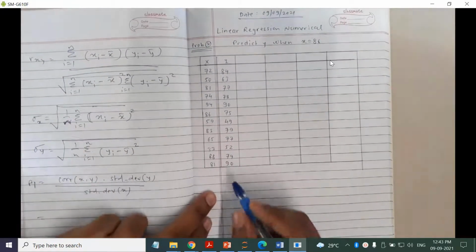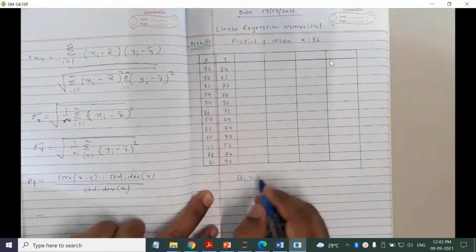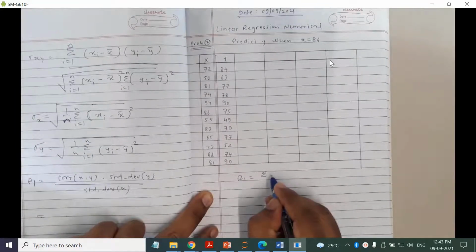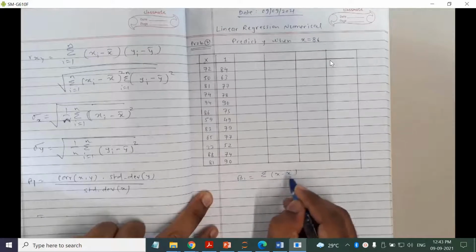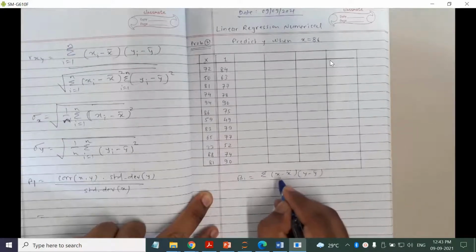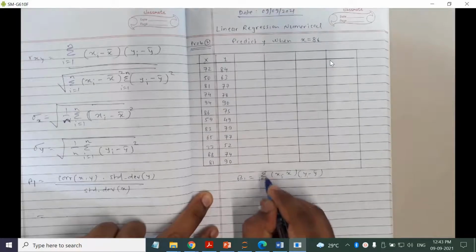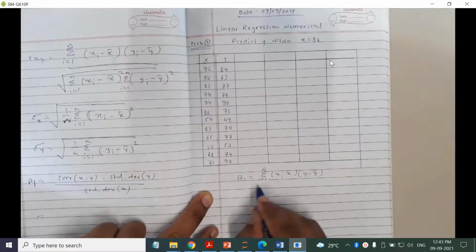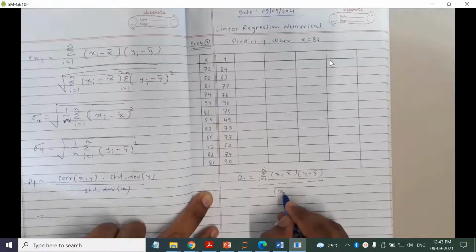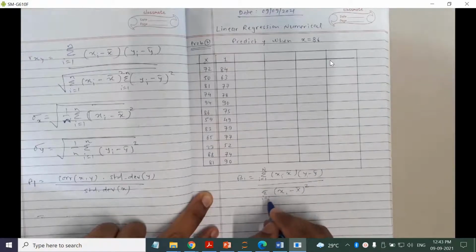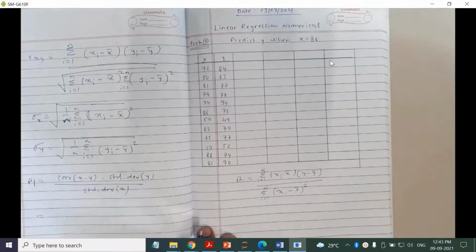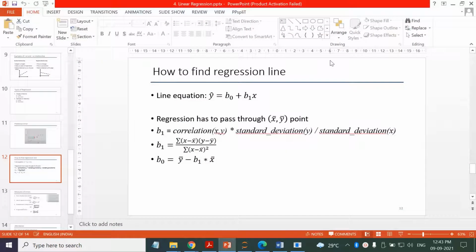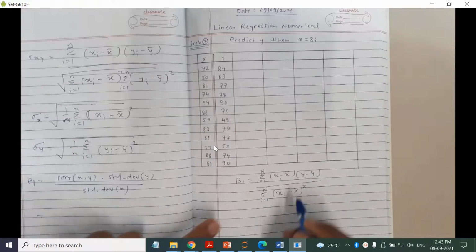So we know the equation of beta 1. It is the summation of (x minus x bar) times (y minus y bar), where i goes from 1 to n, these are the given samples, divided by the summation of (xi minus x bar) squared, i equals 1 to n. So we have learned this equation. Beta 1 equals this value, so we have to calculate this.